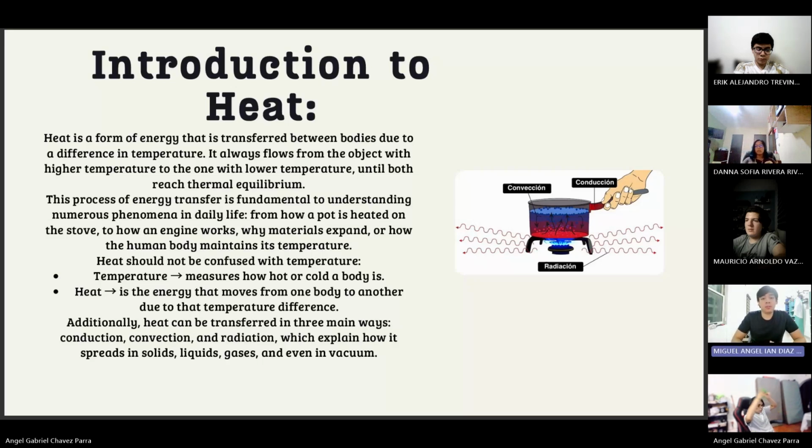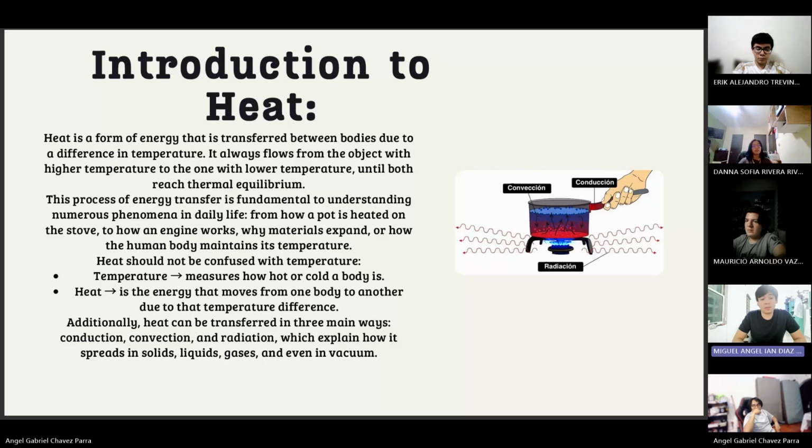Okay, introduction to heat. Heat is a form of energy that is transferred between bodies due to a difference in temperature. It always flows from the object with higher temperature to the one with lower temperature, until both reach thermal equilibrium. This process of energy transfer is fundamental to understand numerous phenomena in daily life, from how a pot is heated on the stove to how an engine works, why materials expand, or how the human body maintains its temperature.